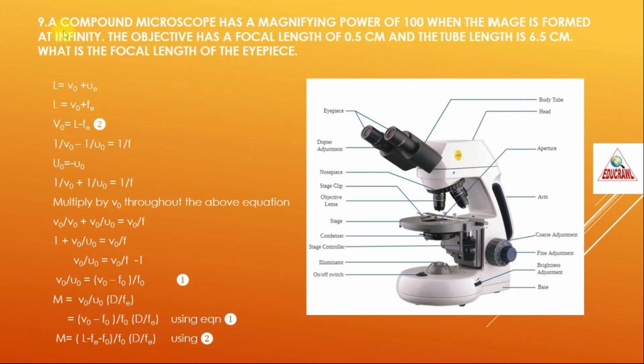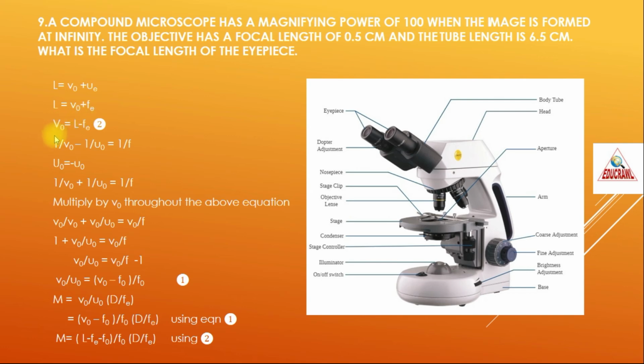The ninth problem. A compound microscope has a magnifying power of 100 when the image is formed at infinity. The objective has a focal length of 0.5 cm and the tube length is 6.5 cm. What is the focal length of the eyepiece? We start the problem with the expression for L as L is the sum of V0 plus UE. Here UE is nothing but the focal length FE of the eyepiece. V0 is the image distance of the objective. Hence, L is the sum of V0 plus FE.